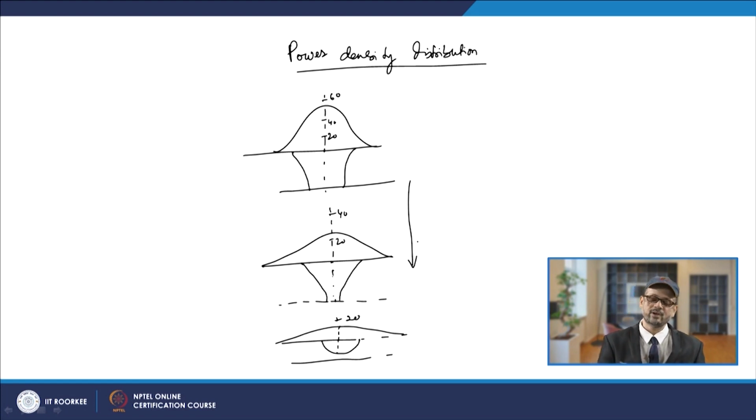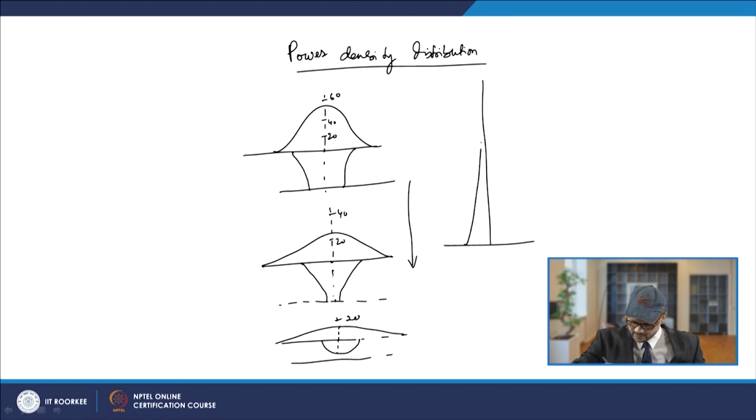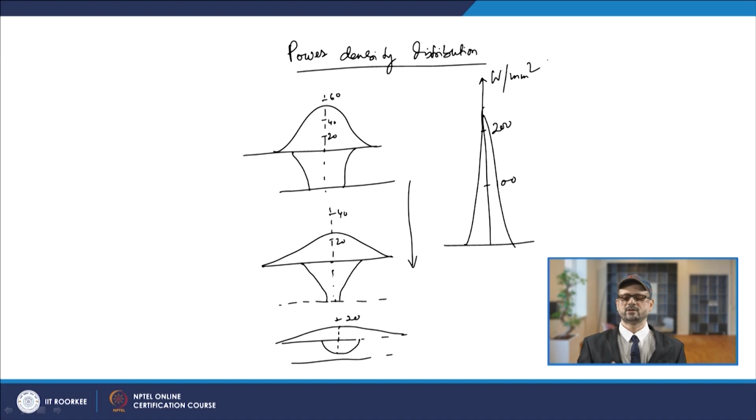As you are decreasing the power density in this direction, the weld penetration decreases. Here, the penetration is quite high. Suppose you are taking the power density very high, say the power density is going like this, and this is 200 and this is 100. That is in terms of watt per millimeter square. This is your power density distribution.